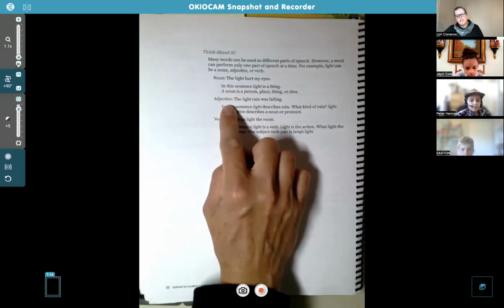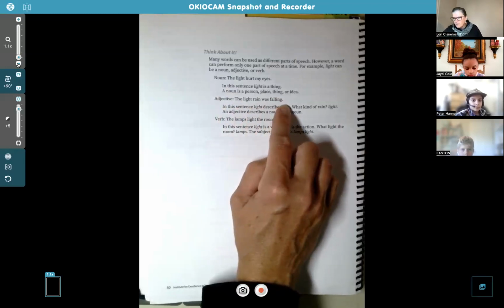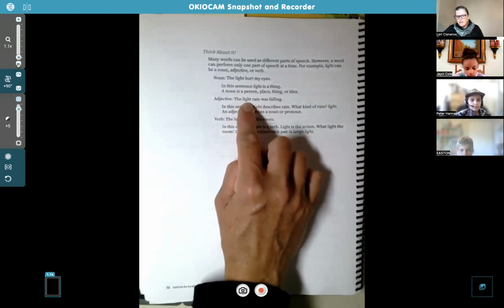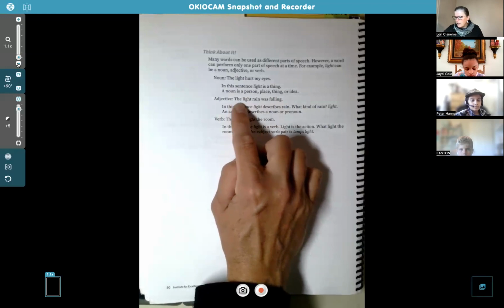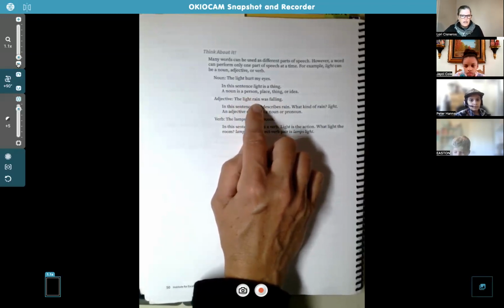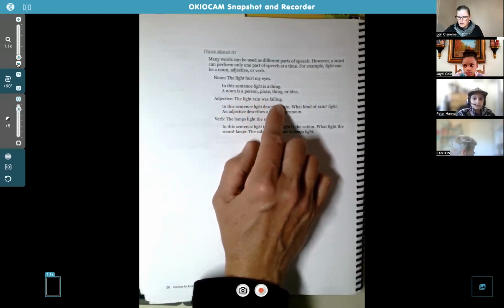Here it's used as an adjective. The light rain was falling. Same exact word, guys. L-I-G-H-T, same word, different meaning. The light rain is telling about the rain, which is the noun. And light is telling what kind of rain. So that makes it an adjective, right? The light rain was falling, like it's sprinkling outside.